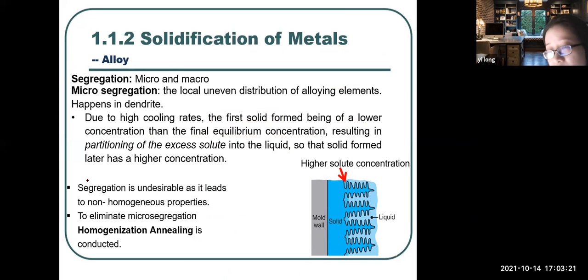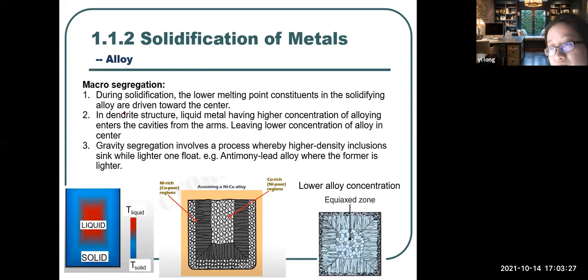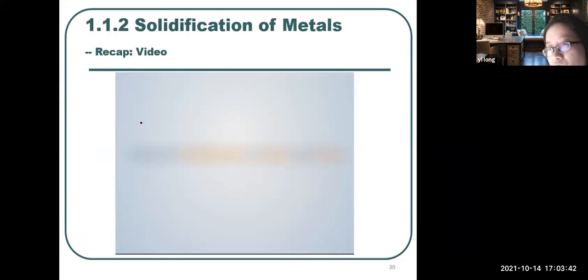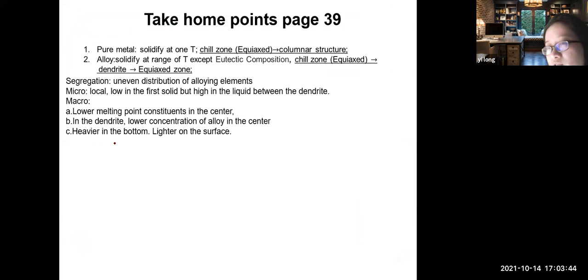Then, okay. This one you need to know, this is micro and macro. And also this one, macro, also need. And eutectic, no point, simple one. Eutectic, just one point, so what's the point? So all these take-home points, I guess all of you have, right? Because we explained quite a few times already.